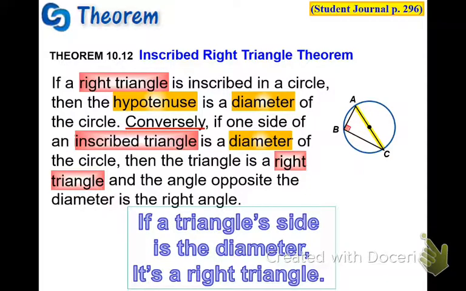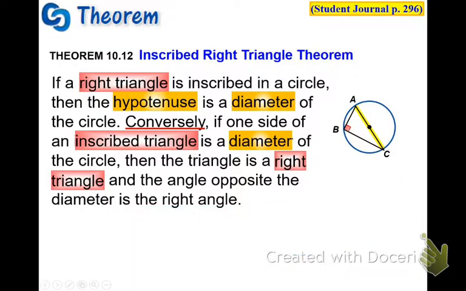It's on your paper in fancy lingo that you're not going to read. I already know you. If a triangle side is a diameter, then it is a right triangle. And that means the diameter is going to be the hypotenuse, because the diameter is the longest side, or longest portion of the entire circle. So if a triangle side is a diameter, then it is a right triangle.